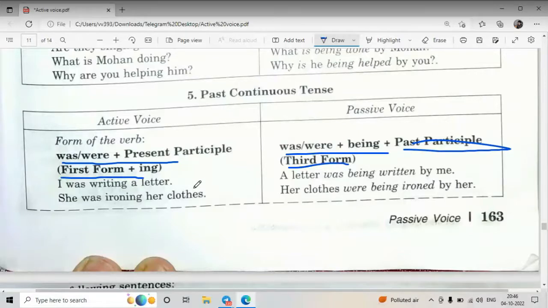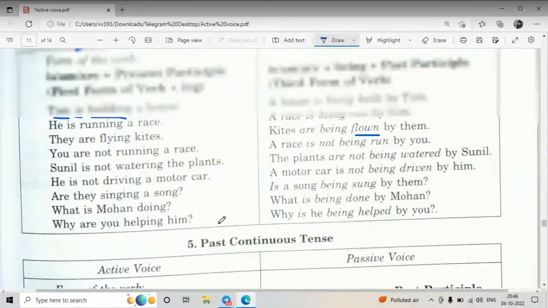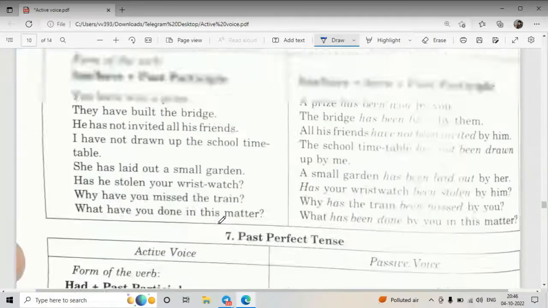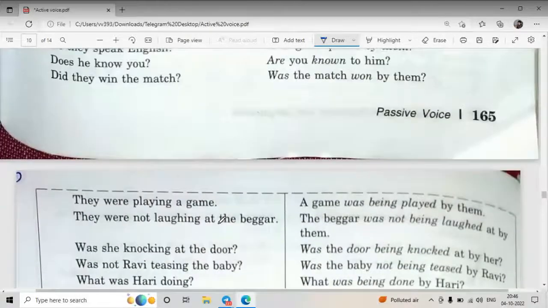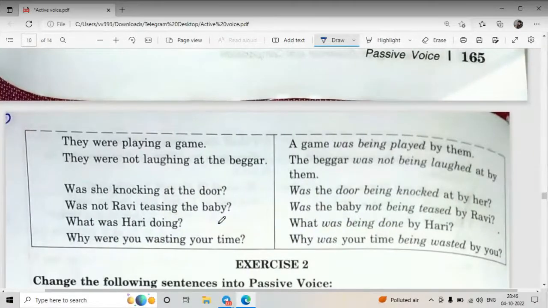She was ironing her clothes. Her clothes were being ironed by her. Okay, so these are some of the examples. Let's move forward to some more examples. They were playing a game. A game was being played by them. And they were not laughing at the beggar. The beggar was not being laughed at by them. Laughing at is basically a preposition, so we cannot change this. Only its form will change, like laughed at. So at will always be there. Like the preposition, we have to use the same.